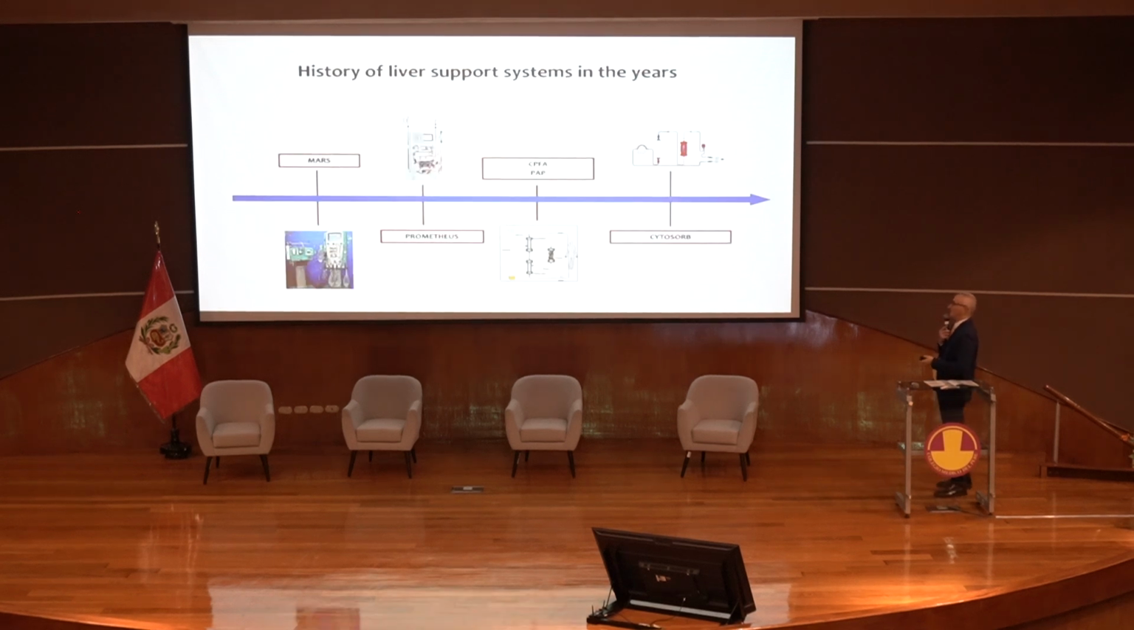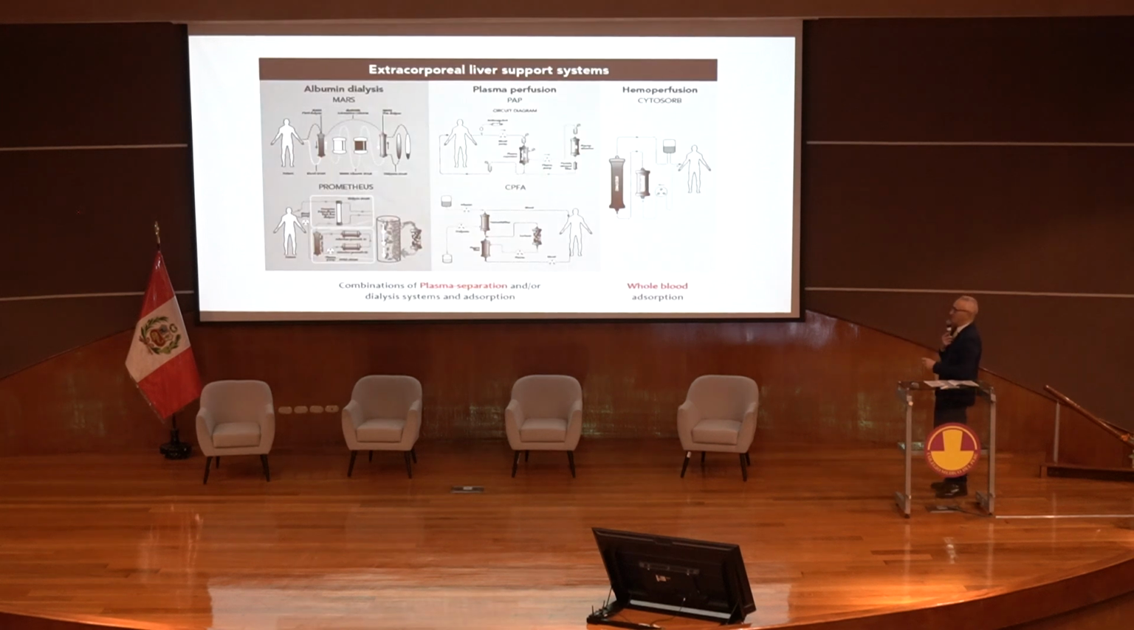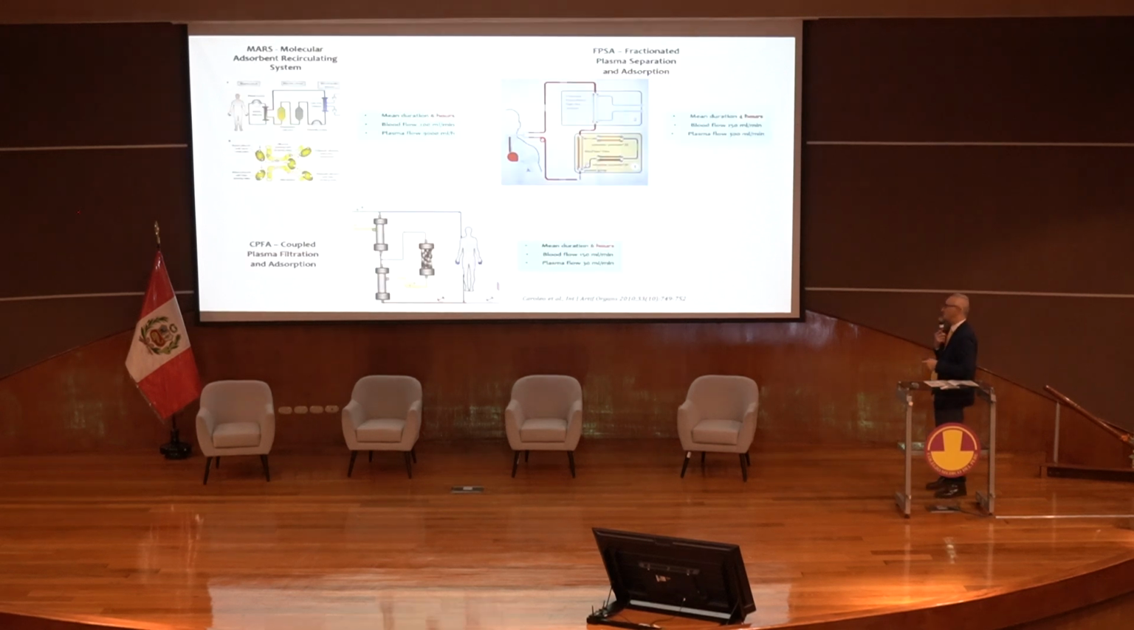The history of this system starts from MARS, then Prometheus, then CPFA and single-pass albumin, to 2015 with this CytoSorb. There are differences, because the first machines use a filter that separates the plasma, and then the plasma is filtered to purify it, and then the plasma comes back to the patient. Otherwise, CytoSorb is the only one. This cartridge is put on your extracorporeal system, and you absorb the whole blood. You don't need to separate plasma from blood.